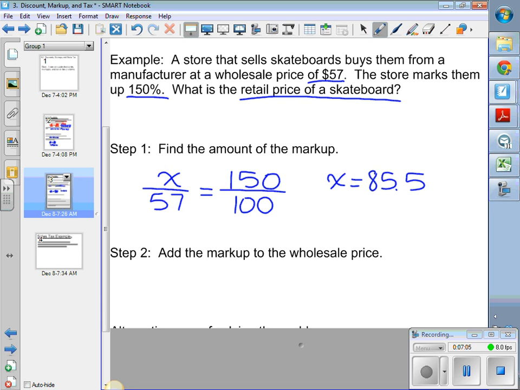Okay, so my next step is I add the markup to the wholesale price. So I get 57 plus 85.50. Okay, this is 50 cents. That's why we don't leave it as the 5/10 up above. So this is equal to $142.50. All right.